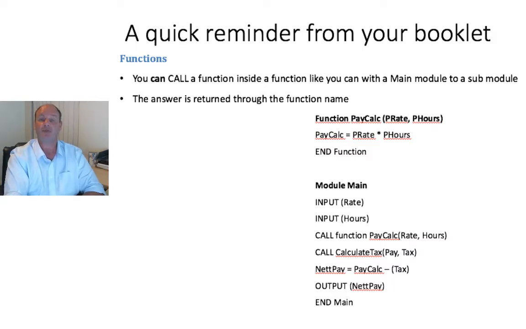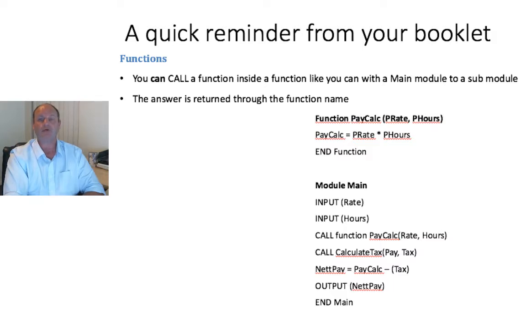In the example on this slide, in the main modules, you see both a function and a submodule being called. The function, payCalc, has two parameters, rate and hours. Both of these are by value and will not be returning to the main module. The result, a new value, is being returned through the function name of payCalc.